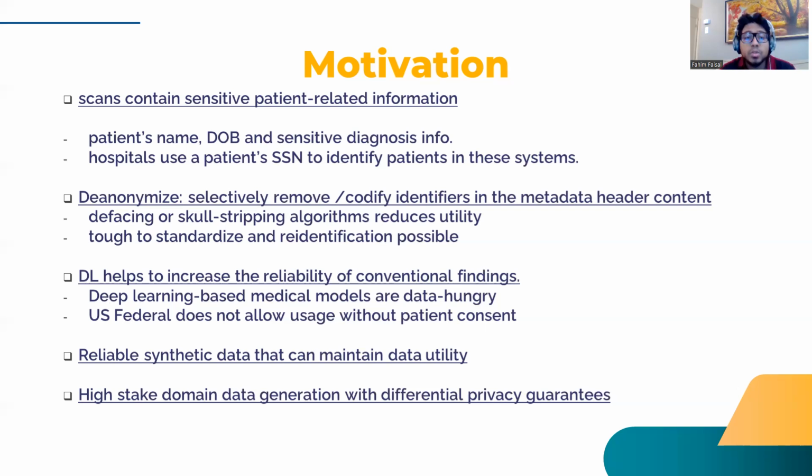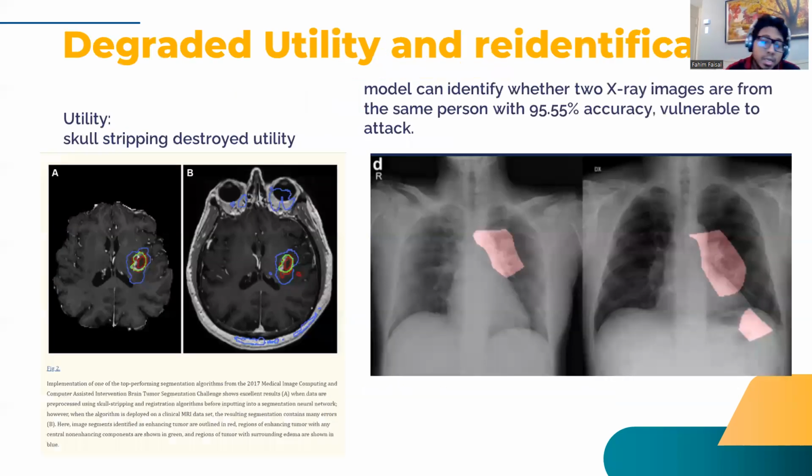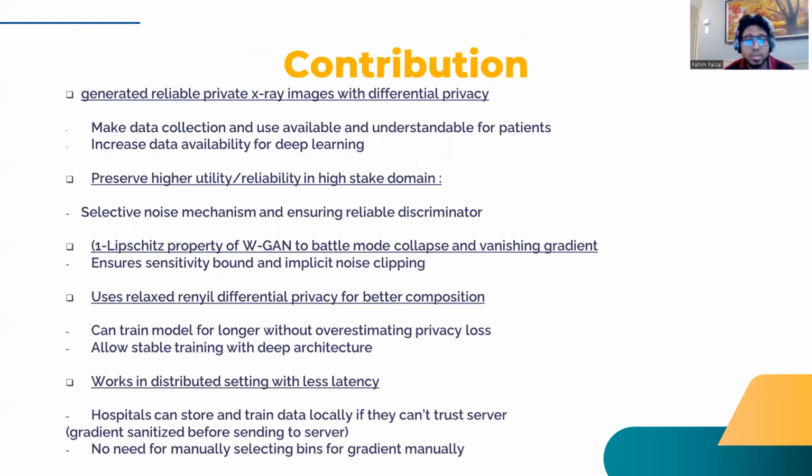So one solution is using reliable synthetic data that can maintain utility. And one challenge is to generate high-stake domain data with differential privacy guarantees. So to face that challenge, we came up with this paper. Here we were able to generate reliable private X-ray images with differential privacy, which may encourage data collection and make it more available and understandable for patients. It can preserve higher utility or reliability in a high-stake domain.